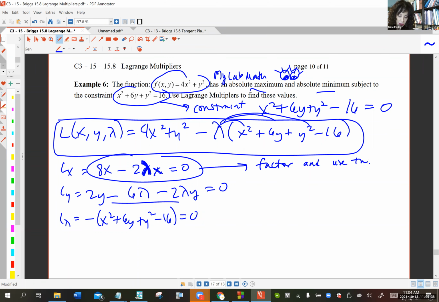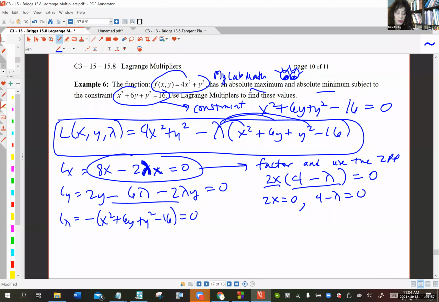So let's do that for the first partial. So is there a common factor? Sure, 2x. And if I factor out a 2x, what's the other factor? 4 minus lambda. Okay, so now you use the ZPP. It says if something times something is equal to 0, individually set the factors equal to 0. Okay, now what do we have here? When I solve the first equation, I get x is 0. Or, this is always an or, not an and, or solving for lambda here, lambda is 4. Okay, well, which is it? Well, we're going to get there.